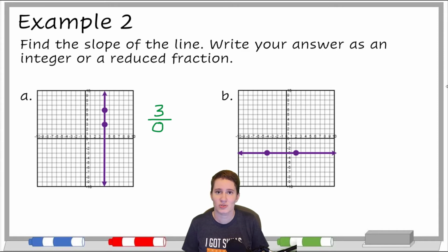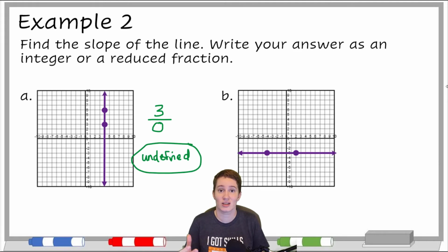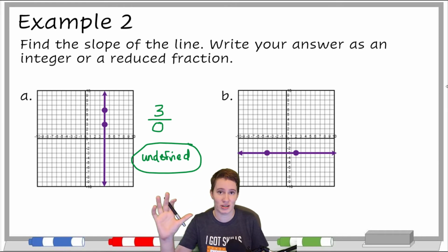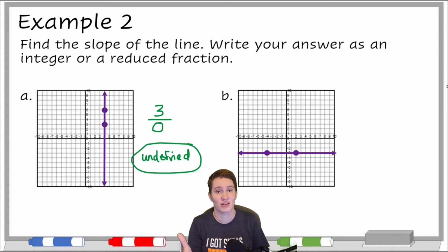So we actually have a special word that we call this kind of slope. This is called an undefined slope. And that simply means that this is not something that we can quantify in the same way that we've been trying to quantify it. So the way we've been talking about rise over run doesn't work because we don't actually run at all. You may be thinking, okay, well the same thing should happen here on B, right?